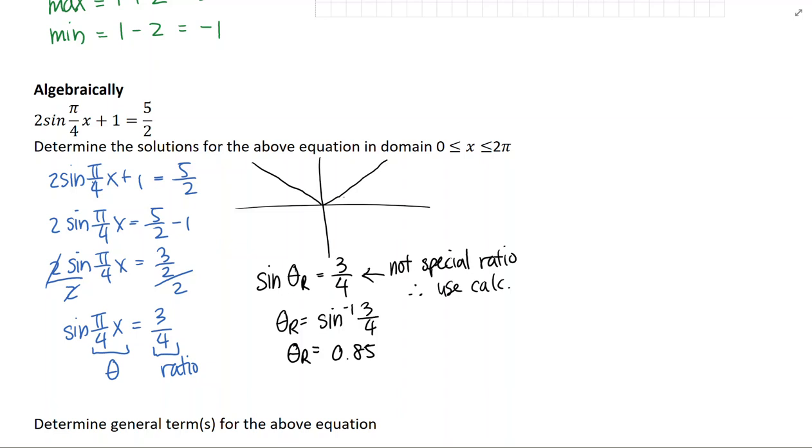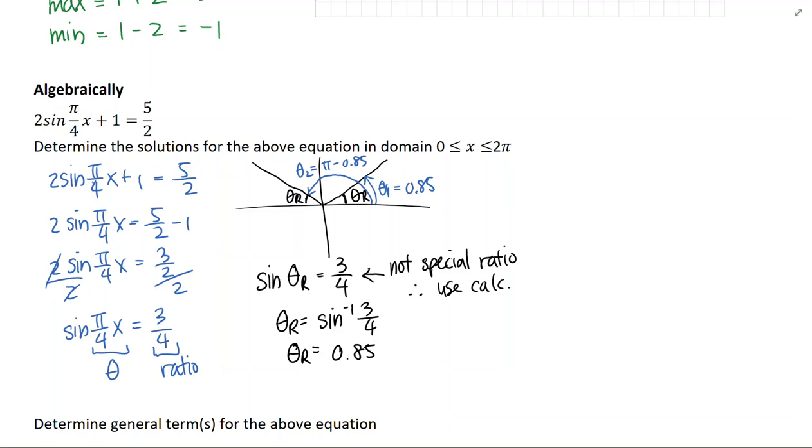So back to our quadrant. Here is a reference angle, and here is a reference angle. That means our standard position angles will be from the initial arm to here, which in this case is the same as our reference angle. So the first one is just 0.85. And the second one, out to there, is going to be pi minus 0.85.